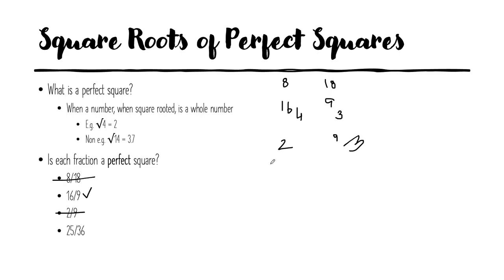Now, 25 and 36. The square root of 25 is 5, surprisingly. And 36's square root is 6. So yes, this is a perfect square.